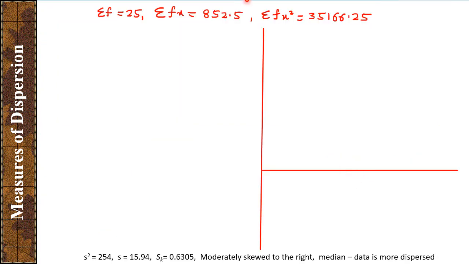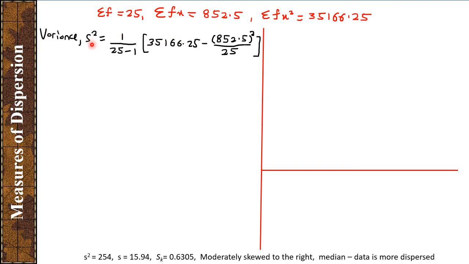Right. So after we find out the mode, before we can proceed to find the skewness, remember you have to find out the standard deviation. So I already wrote down the sums here for our purpose in the formula of variance. Sum of f is 25, sum of fx is 852, and sum of fx squared is 35,000.